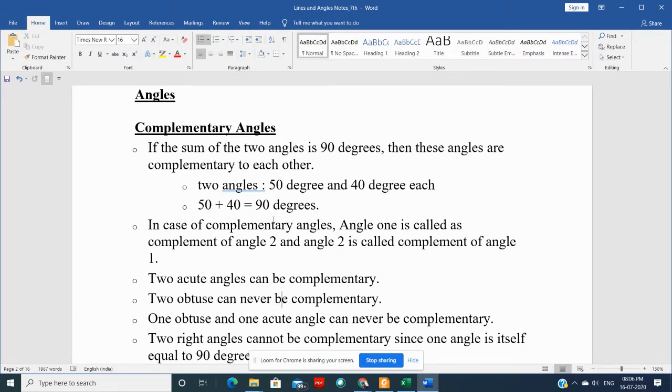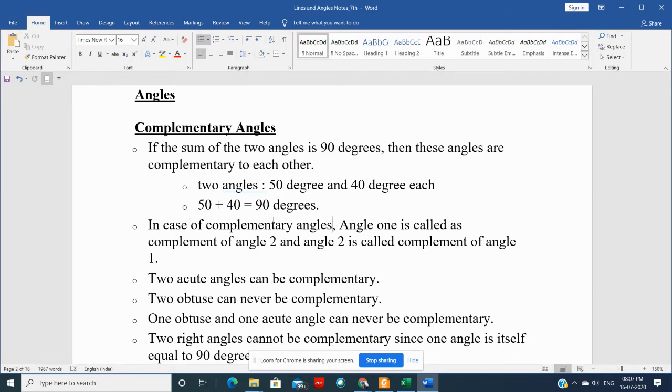Before we start, let's see some basic things again. We know that when the sum of two angles is 90 degrees, then those angles are complementary to each other. For example, say there are two angles given. One is 50 degrees and the other one is 40 degrees. So here you can see that 50 plus 40 makes 90 degrees. These two given angles sum up to 90 degrees, and that is why they are complementary to each other.